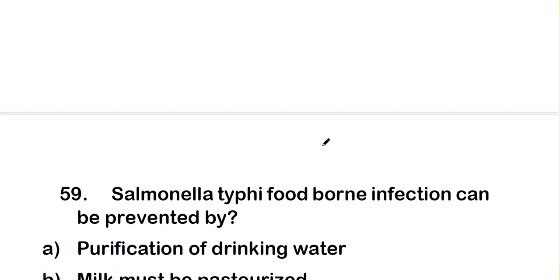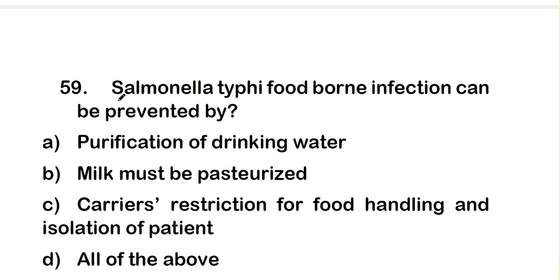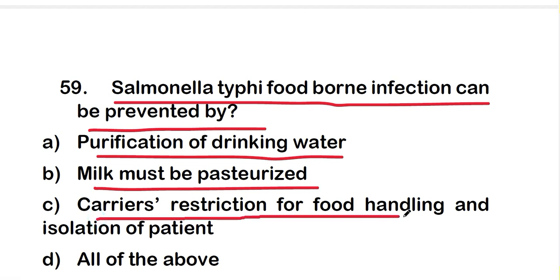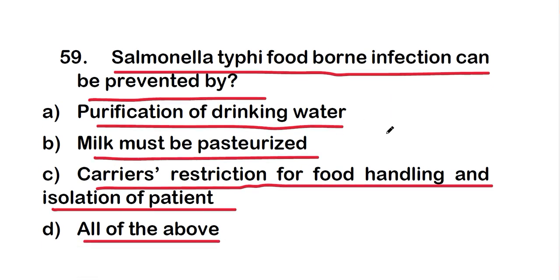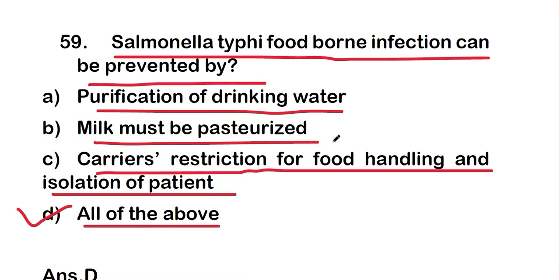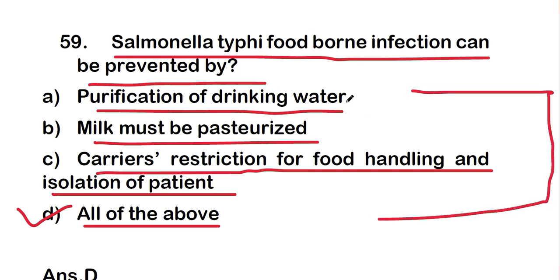So question number 59. Salmonella typhi foodborne infection can be prevented by purification of drinking water, milk must be pasteurized, or carrier restriction for food handling and isolation of patients, and option D, all of the above. So the right answer is option D, all of the above should be the preventive measures. So Salmonella typhi foodborne infection can be prevented in all of these ways: purification of drinking water, pasteurization of milk, and carrier restriction for food handling and isolation of patients.